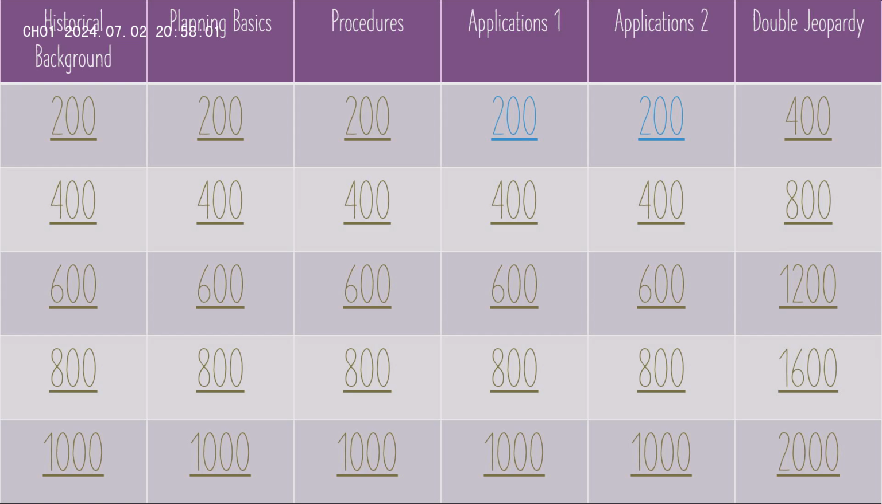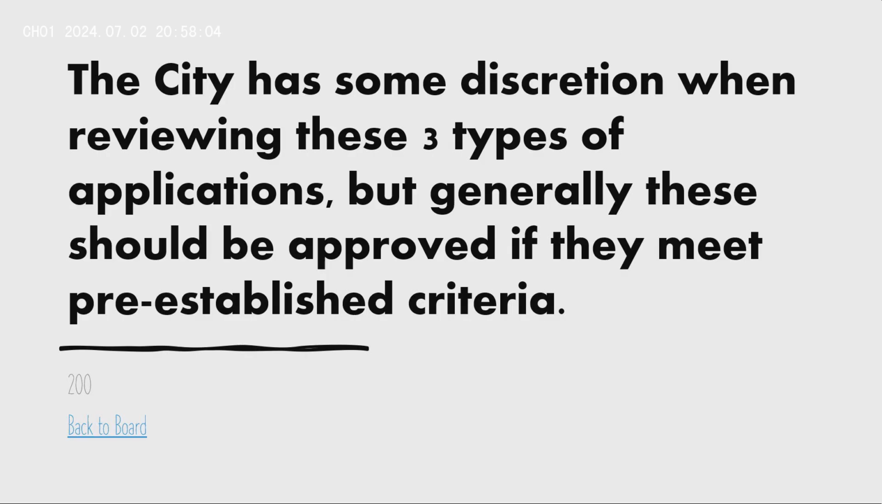Applications for 200. The city has some discretion when reviewing these three types of applications, but generally, these should be approved if they meet pre-established criteria. So this was the yellow area on the triangle. Subdivision ordinance, that's one of them. Variances. And there was one more yellow one. Zoning ordinance amendment, or CUP. Yes.